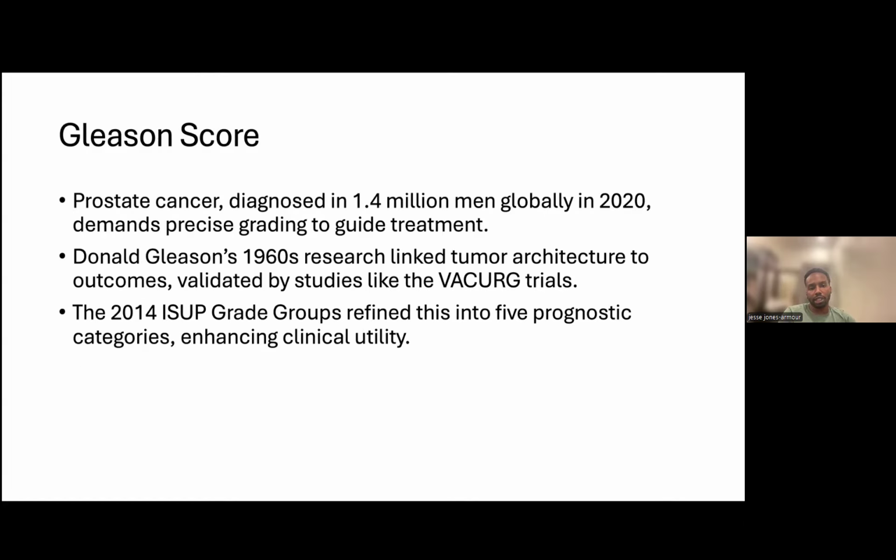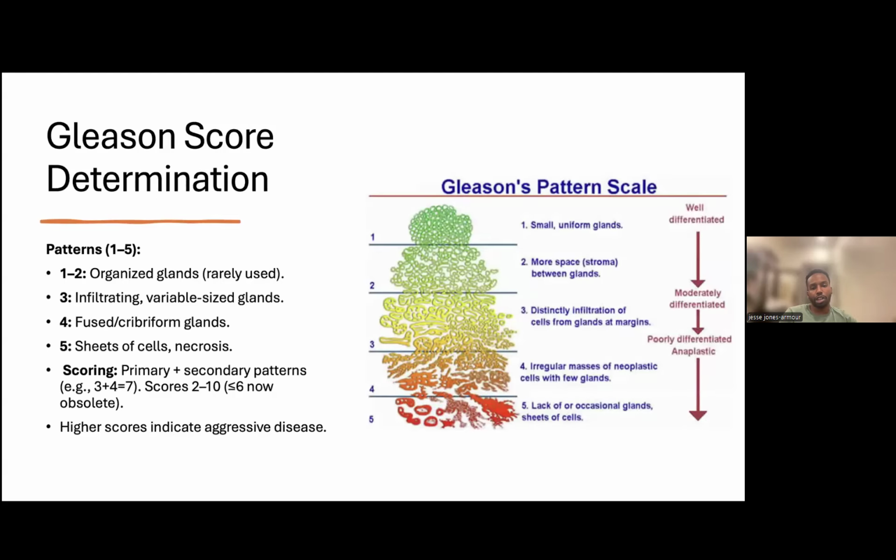Now, going back to the Gleason score for prostate cancer, this was initially developed by Donald Gleason in the 1960s. However, in 2014, the ISUP, the International Society of Urological Pathologists, further refined this into 5 grade group categories. Now we're going to go through the Gleason patterns and then the grade groups. So you do have patterns 1 and 2, which are very organized glands.